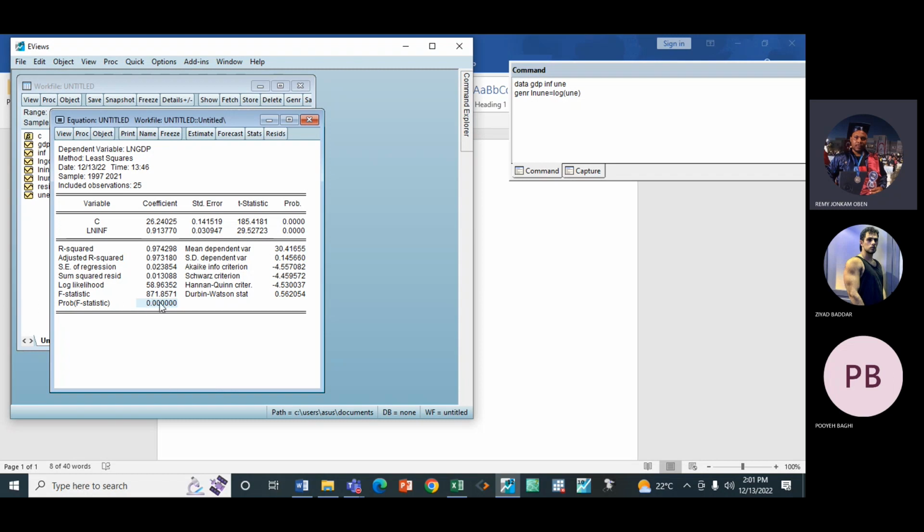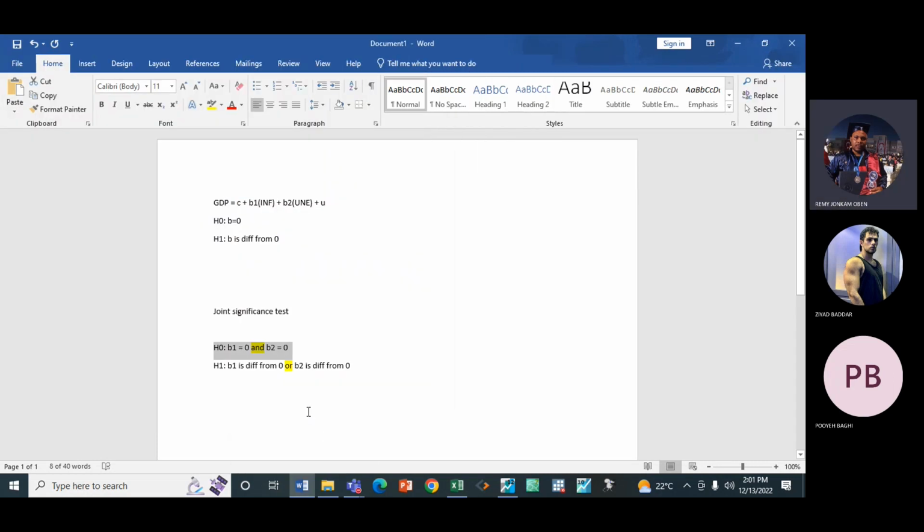So we are looking at the probability value. It is 0, so it is less than 5%. Therefore, we should reject the null hypothesis. What is this null hypothesis telling us? It is telling us that the coefficients are jointly insignificant. For the t-test, it is telling us that that particular coefficient alone is insignificant. But for the f-test, it is telling you that all the coefficients together are insignificant. So if we reject it, it means we are accepting the alternative, which is telling you that at least one of them is significant.